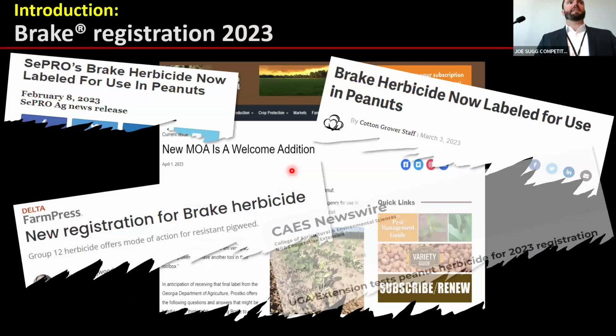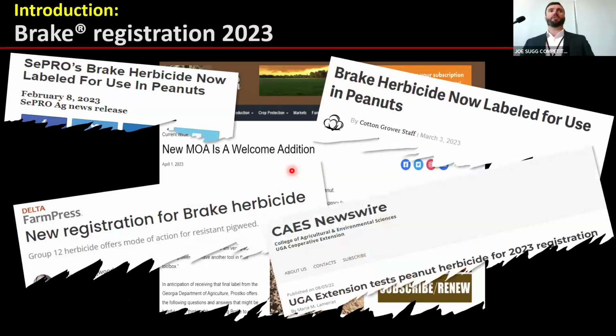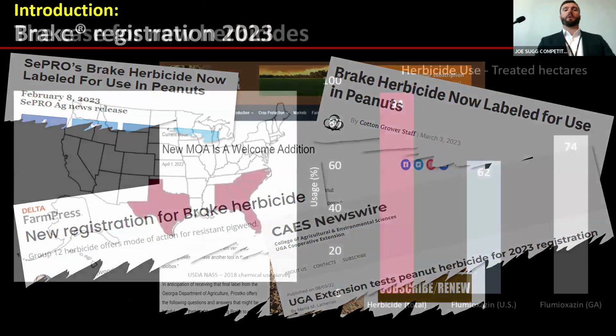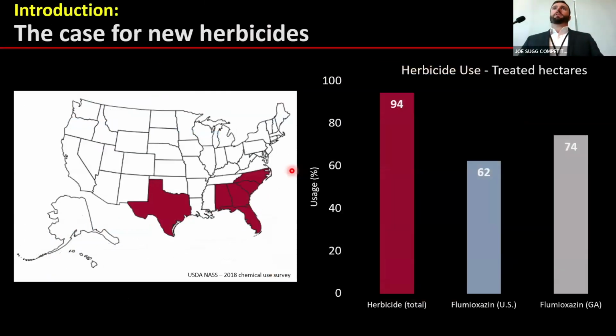And so often it is quite difficult to get new herbicides registered for use in peanut production. However, Brake (fluridone) was registered in 2023 as a new mode of action and welcome addition to help target some of the many problematic weeds that are typically targeted with other pre-emergent herbicides such as Valor. And so you may be wondering, well, if we already have a racehorse in the stable, why do we need to continue to add new herbicides? And so here I wanted to present my case for additional herbicides.